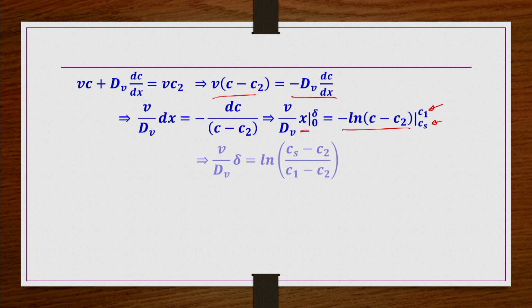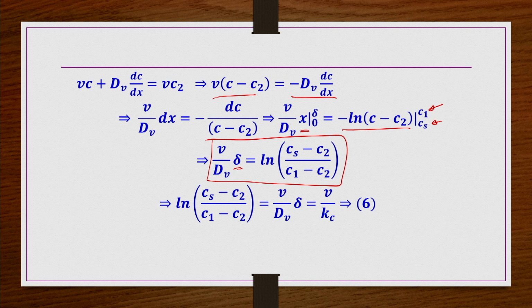When you apply these limiting conditions, we have V delta by dV equals ln of (Cs minus C2) by (C1 minus C2). So, this is the equation. Now if you know the diffusivity and the boundary layer thickness, then you can find Cs, because C1 and C2 are known: the feed solution concentration and the permeate solute concentration you know while doing the experiment. So, Cs you can know from here.